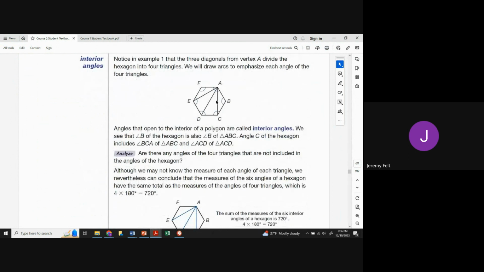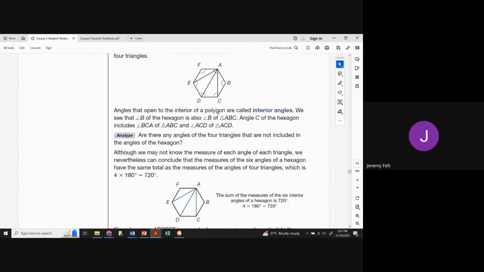The interior angles that we make right there: we see that B of the hexagon is also B of the triangle ABC. Okay? C of the hexagon includes angle BCA, all of this.